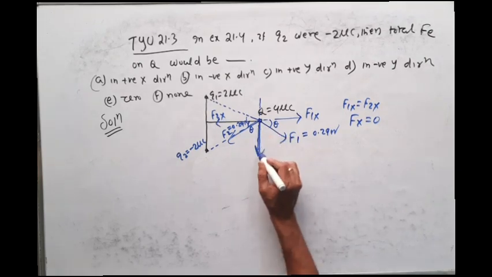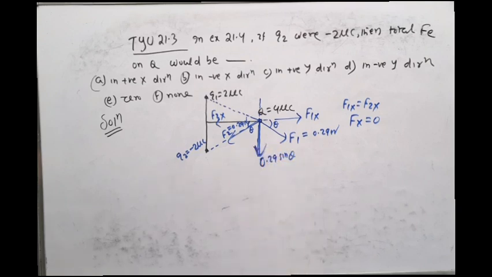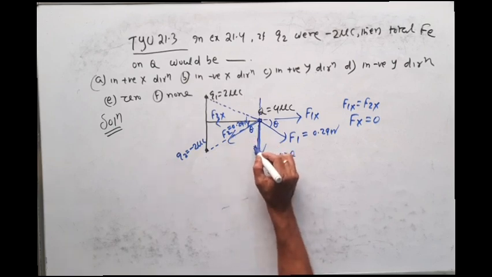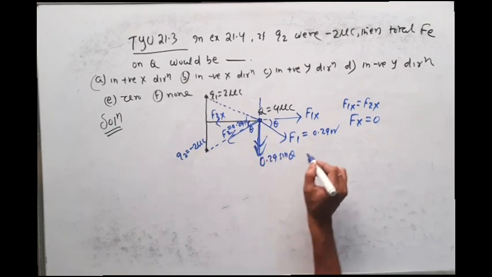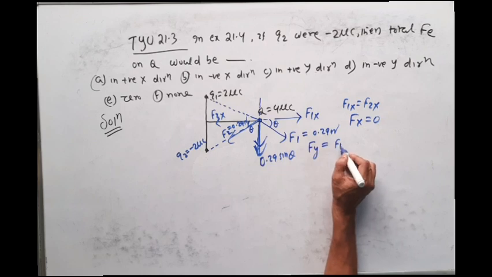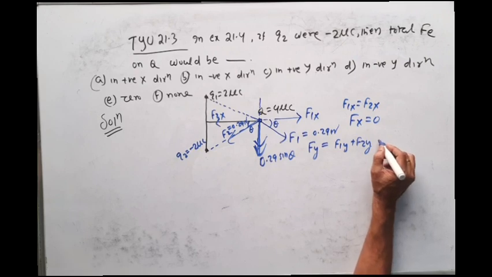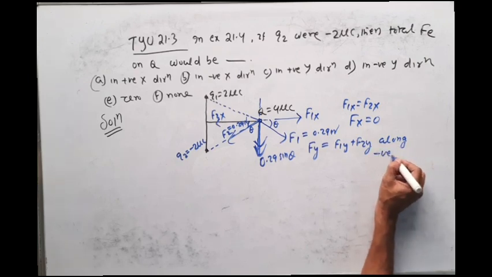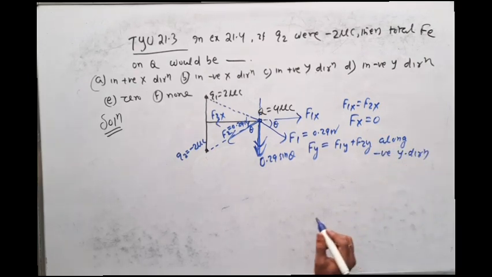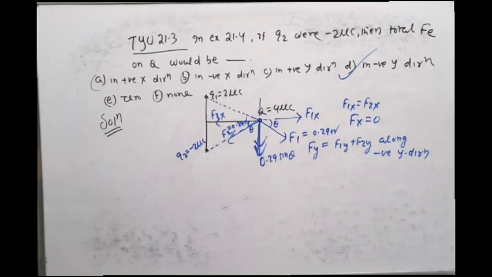What is the y component of F1? Here it is 0.29 sin theta. That will lie along this direction. And the y component of this F2 will also lie along this direction. So the total y component will be F1y plus F2y. Both are in which direction? Negative y direction. So the total force will be along negative y direction. So which answer is correct? So this is the correct answer. I think it is clear.